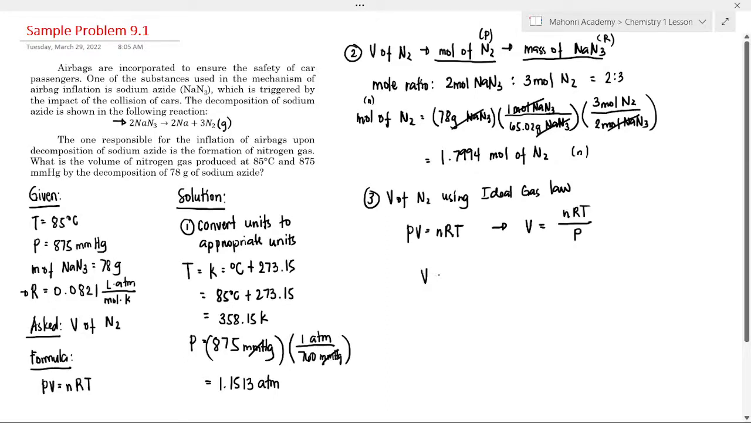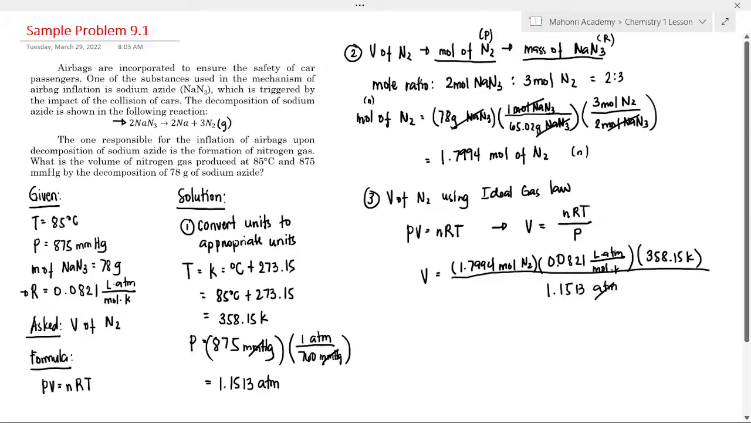So the volume of N2 is basically the moles of N2 that we have, which is 1.7994 moles of N2, multiplied by the R constant of 0.0821 liter atmosphere over mole Kelvin, and then multiplied by the temperature in Kelvin that we converted earlier, that's 358.15 Kelvin. Everything divided by the pressure, which is in atmosphere, that is 1.1513 atmosphere. So the atmosphere gets cancelled, the Kelvin gets cancelled, the mole gets cancelled. What you're left with is liters, which is a unit of volume.